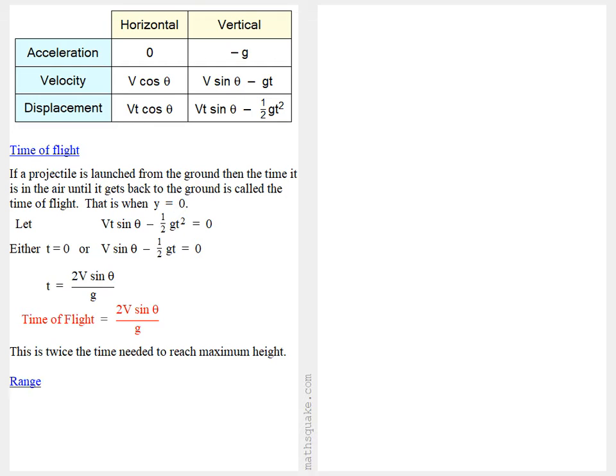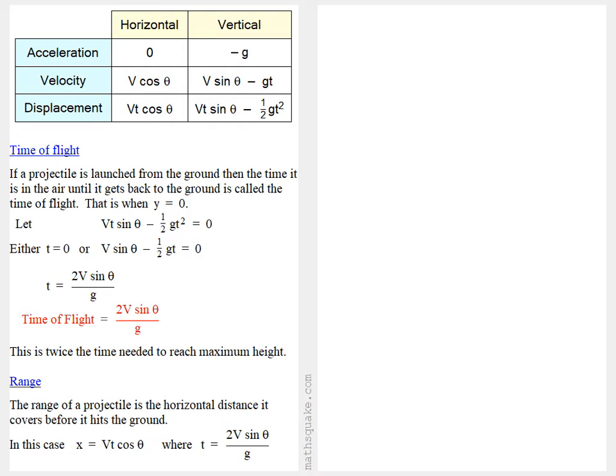The next useful formula is the range. The range of a projectile is the horizontal distance it covers before it hits the ground. In this case, we know that the horizontal distance is given by the formula x equals vt cos theta, where t is the time of flight, so t is equal to 2v sine theta over g. Substituting, we get the range is equal to v into 2v sine theta over g cosine theta.